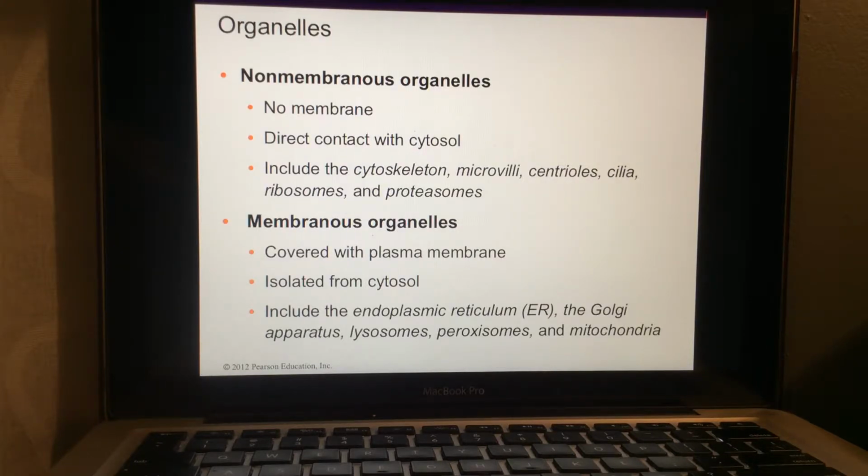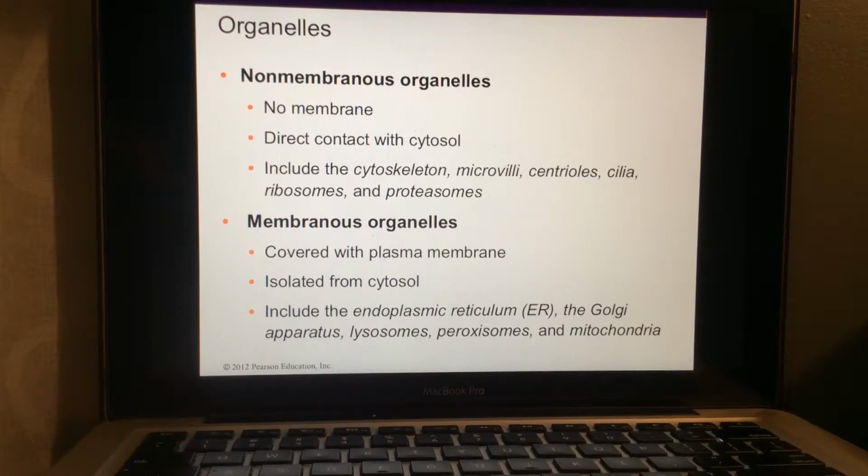We need to talk about the different organelles. There are 2 broad categories. So the non-membranous organelles are not completely enclosed by a membrane, and basically all or some of the components are going to be in direct contact with the cytosol. This includes the cytoskeleton, the microvilli, the centrioles, cilia, ribosomes, and proteasomes.